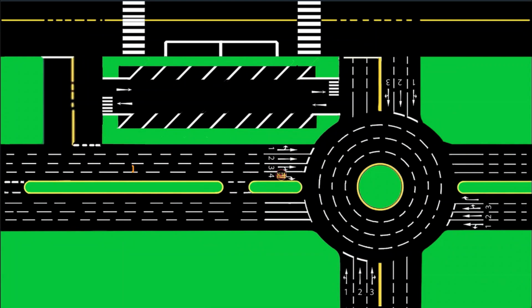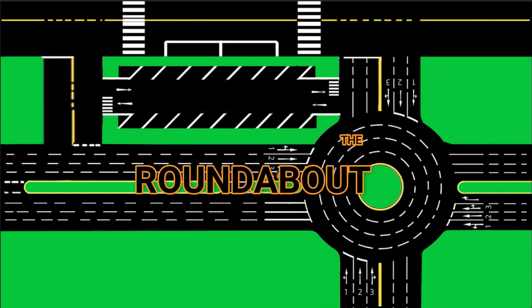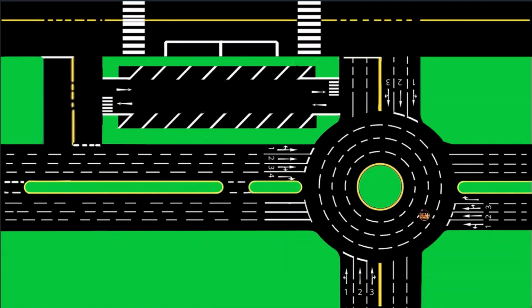The third part of the model town board is the roundabout. This is a meeting point of traffic where more than two roads meet at a point. The function of a roundabout is to facilitate the movement of vehicles in different directions without any obstruction or collisions.